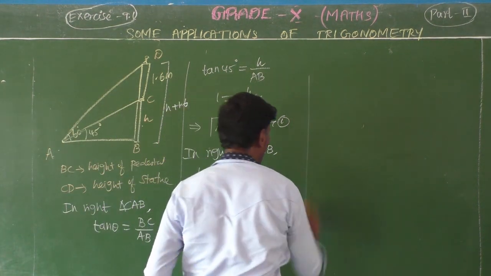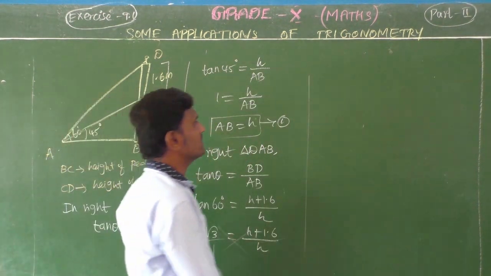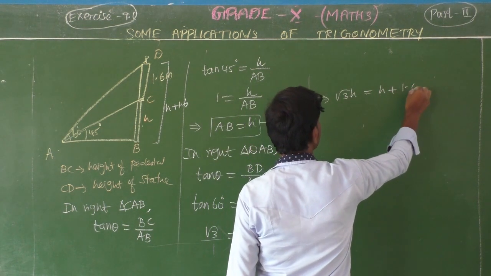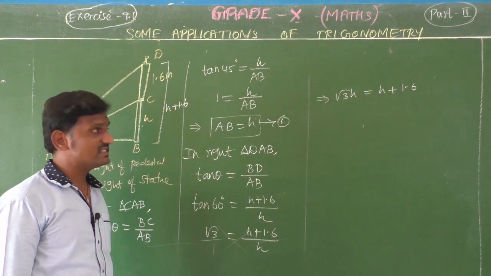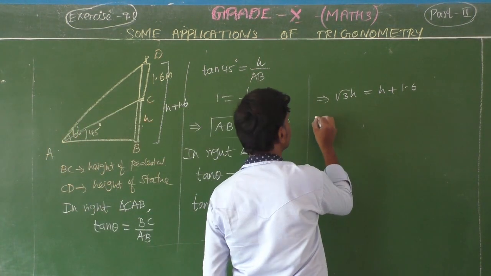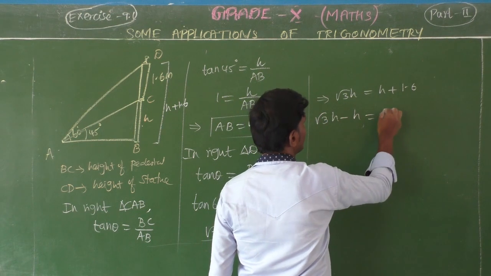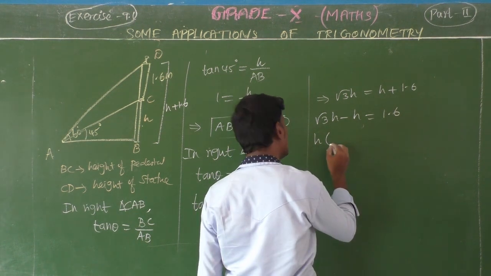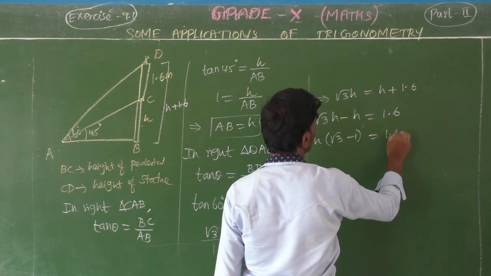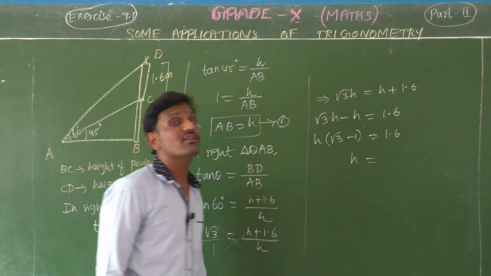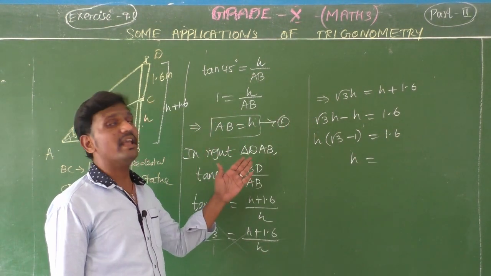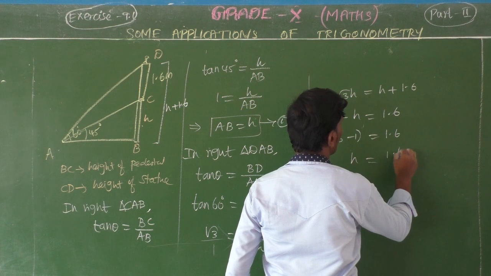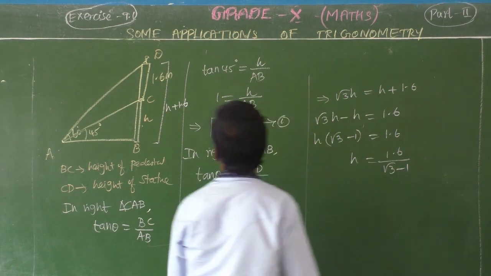Now I am going to take a cross multiplication like this. It will come root 3H equals H plus 1.6. The plus H term we want to move to the left side, it will become minus. So root 3H minus H equals 1.6. On the left side you have H in both terms, common. So take it out: H times root 3 minus 1 equals 1.6. Now I need only the value of H, so the multiplier root 3 minus 1 moves to the right side and becomes the denominator. So H equals 1.6 divided by root 3 minus 1.